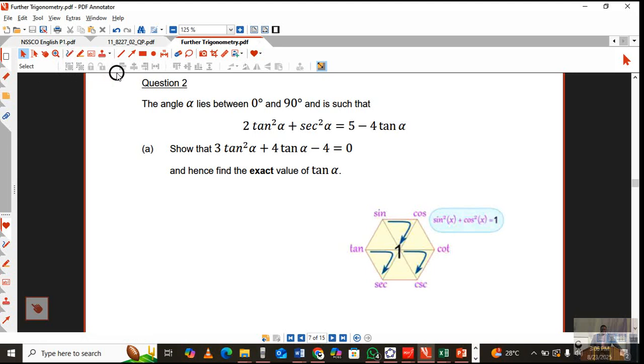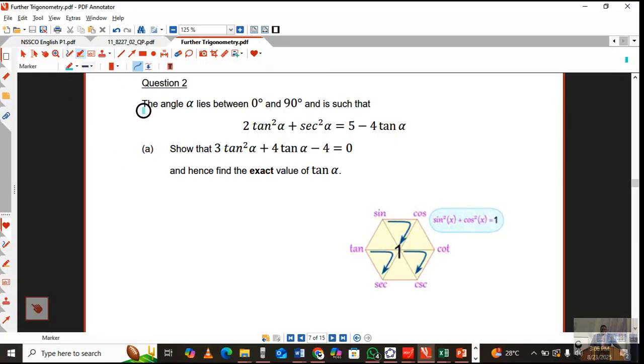Right, you have an angle alpha, and you're told that it's an acute angle because it lies between 0 and 90 degrees, and it's such that 2 tan square alpha plus sec square alpha is equal to 5 minus 4 tan alpha. Then we're supposed to show that we get 3 tan square alpha plus 4 tan alpha minus 4 is equal to 0. But then they say we must find the exact value of tan alpha.